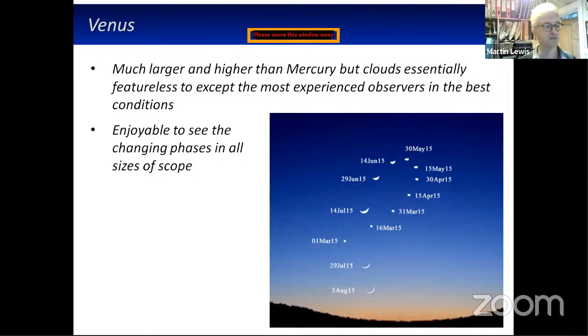Onto Venus. So Venus is larger and higher than Mercury, but the clouds render it essentially featureless. So when observing in the visual, all you see is just the phase. You see a very bright object, but you can't see through the clouds, and details on the cloud are very hard to pick out, except by the most experienced observers in the best conditions. But looking at Venus, and enjoying the phase, it is a really wonderful object to look at, especially when it's a very thin crescent.